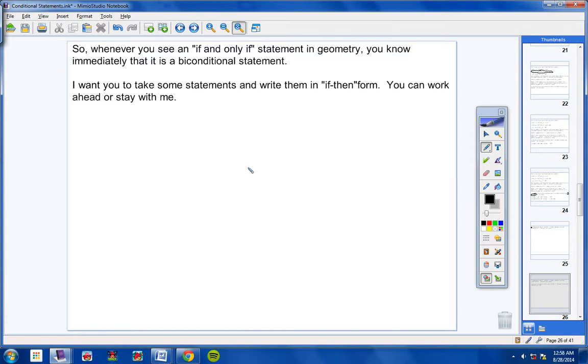Now, I want you to take some statements and write them in if-then form. You can work ahead or stay with me, whatever you want to do. But let's take some statements and write them in if-then form. This is something you should be able to do, so let's practice this. All right, now these can be really tricky, so please pay attention. Write this in your notes.